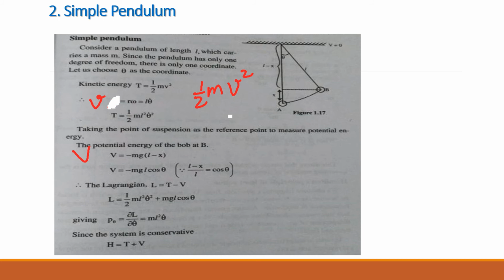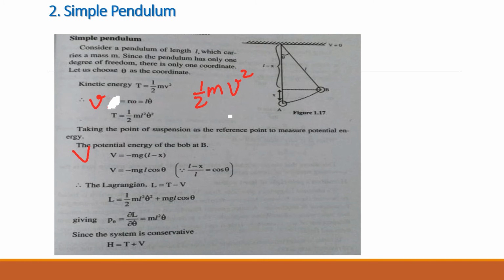Now potential energy. V is equal to, we already learned, V is equal to mgh. But here, what is the depth from the equilibrium position? That is L minus x. That is why mg times L minus x. But L minus x divided by L is cos theta. So L minus x is equal to L cos theta. So they substituted. Here, potential energy is equal to negative mgL cos theta.